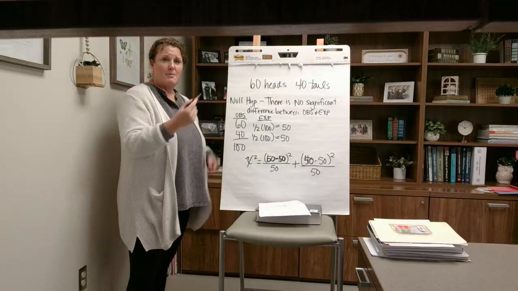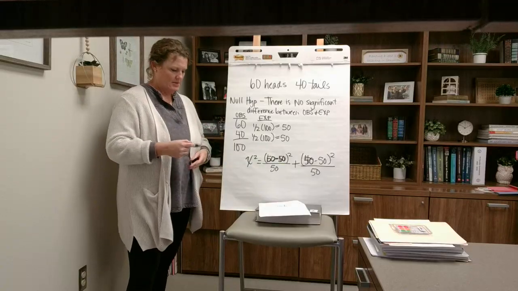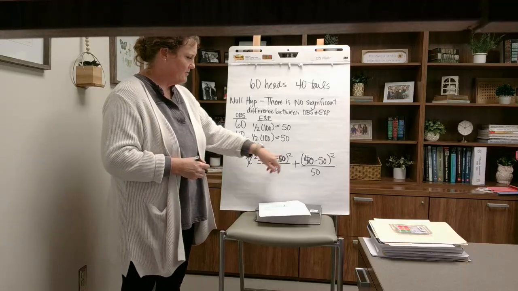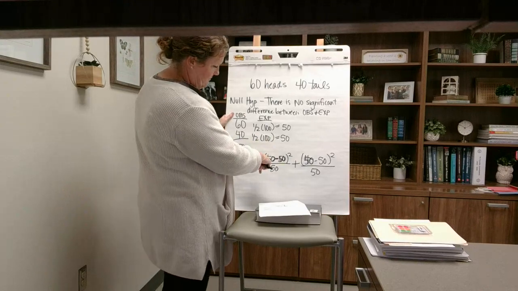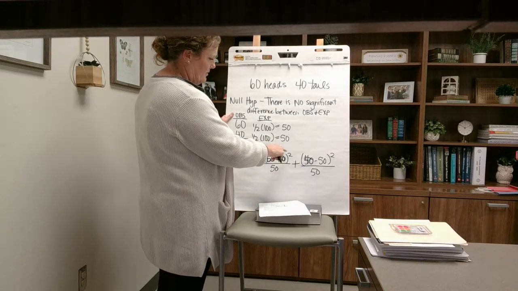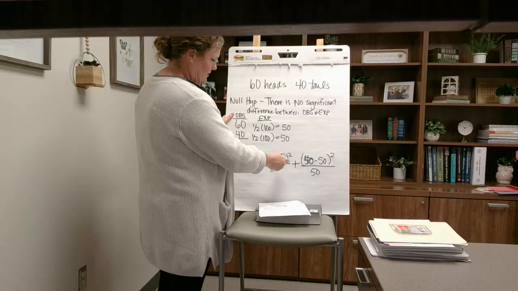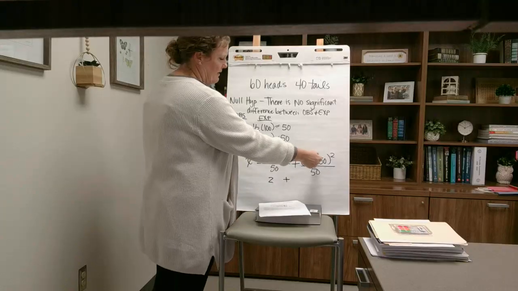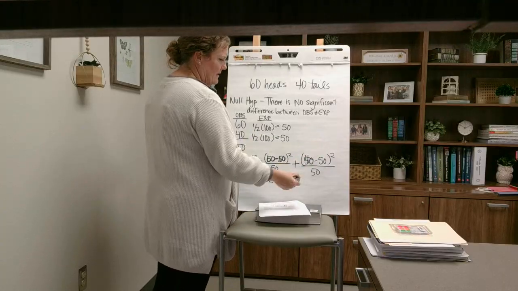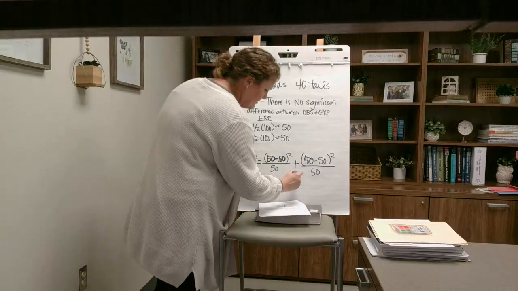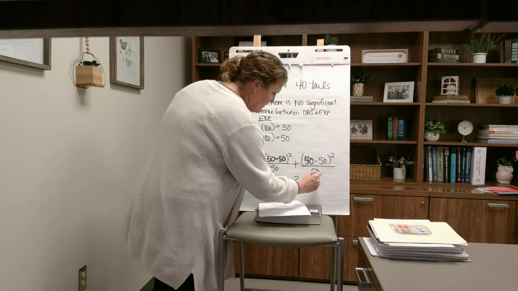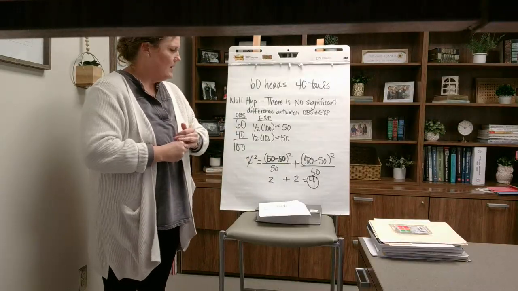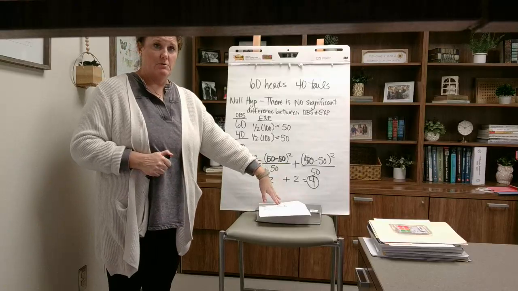All right, so now I would go to my calculator and I would plug it in. Okay, so I don't have a fancy calculator here, but 60 minus 50 would be 10, squared would be 100, divided by 50, so that would be 2. And then I would get the same thing over there. That would be a negative 10 squared, so that would be 100 divided by 50, so that would be 2. So what I get is a chi-square value of 4, okay, 4.0. And so this is the number that I'm going to take to the table, okay.